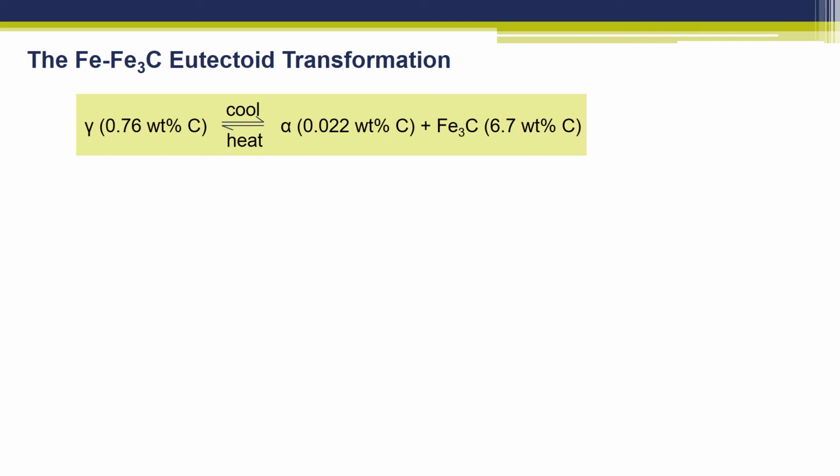During the eutectoid transformation, as shown in the previous slide, the composition of austenite, which is 0.76 weight% of carbon, is different from the product phases, which are ferrite with 0.022 weight% and cementite with 6.7 weight%. Hence, the phase transformation requires a redistribution of the carbon by diffusion.